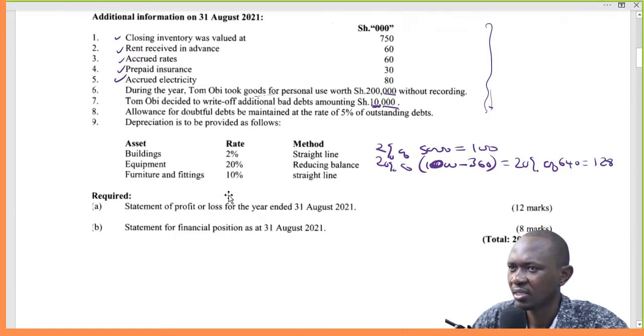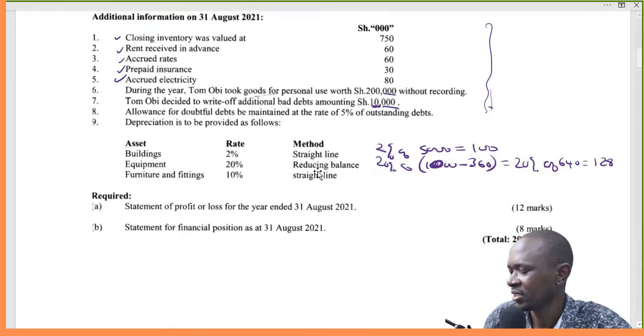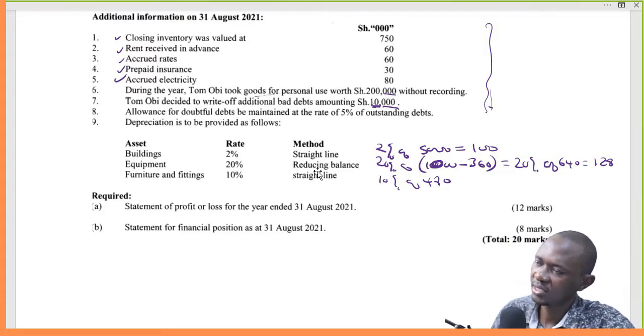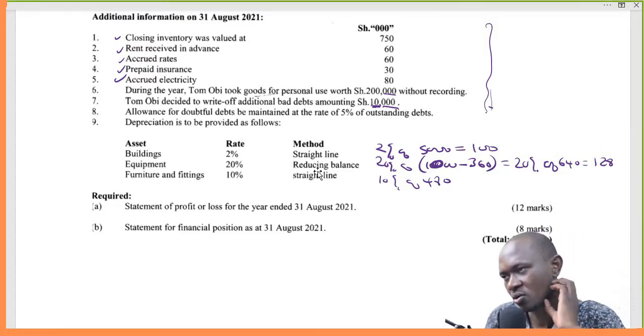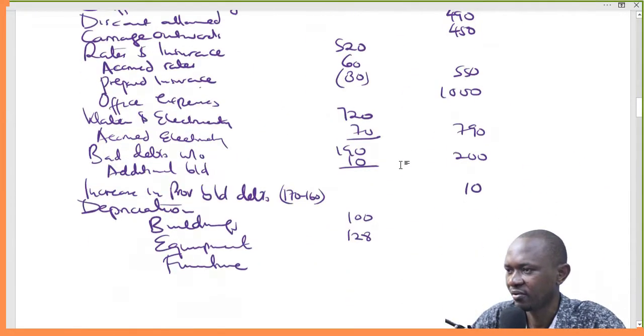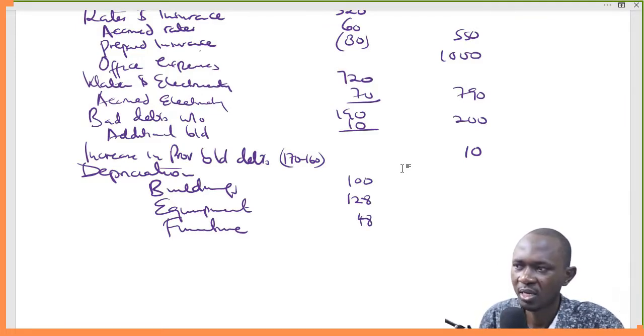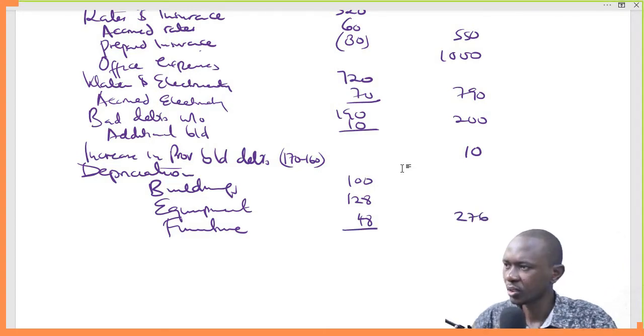Then we go back to furniture. Furniture is 10% straight line. So this is just 10% of 480. So that is 48. For straight line, you just use the original cost. So we come back down here and have 48. So we add the 228 plus 48. That gives you 276. So 276 as our total for that.